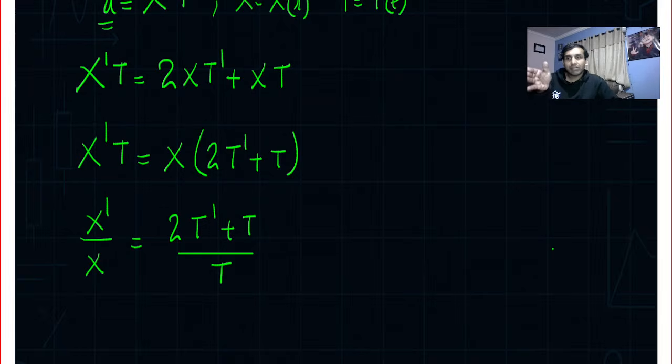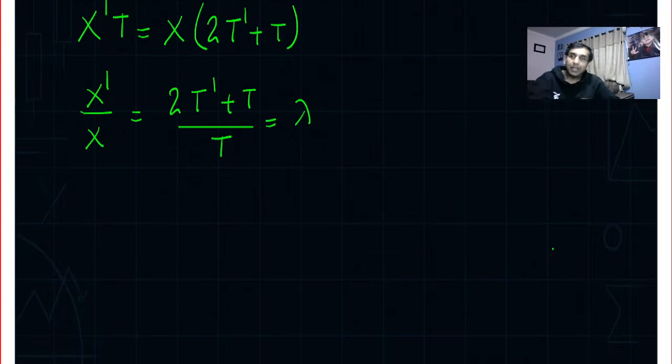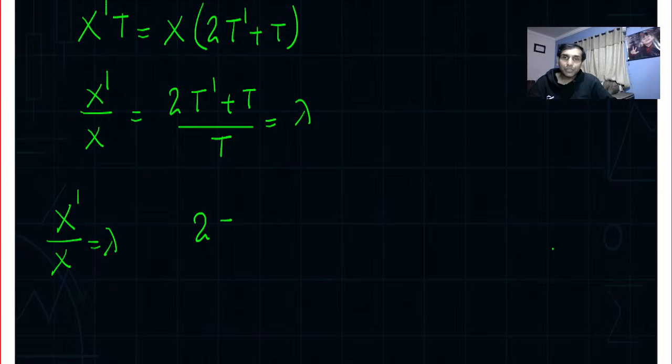Once more, when a function in x is equal to a function in t, the ratio cannot be a function anymore. It has to be a constant. Think about it. And actually, calling it a constant is not correct. It will be a parameter. Parameter means problem to problem, the value will change. But currently, it is a constant. Okay, so x dash by x is equal to lambda. See, I got it completely in x. 2t dash plus t by t is equal to lambda.